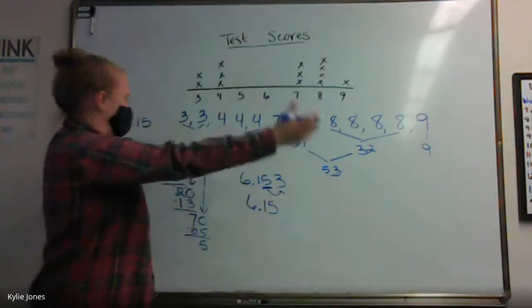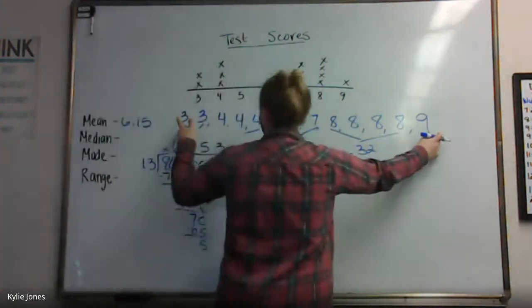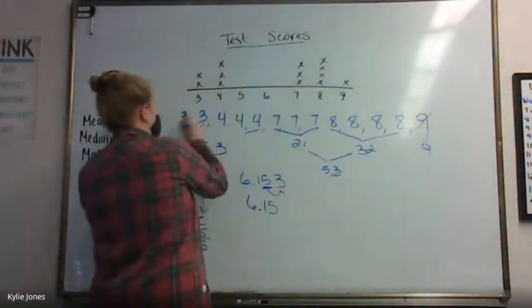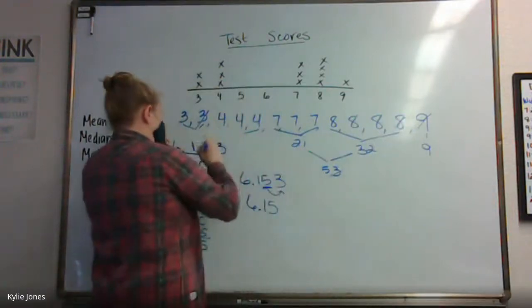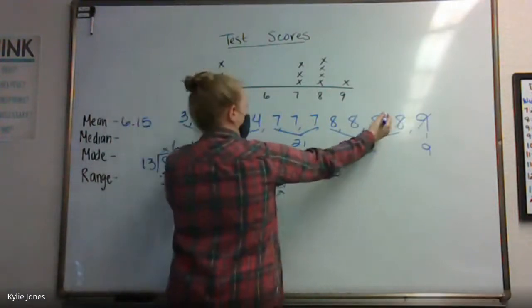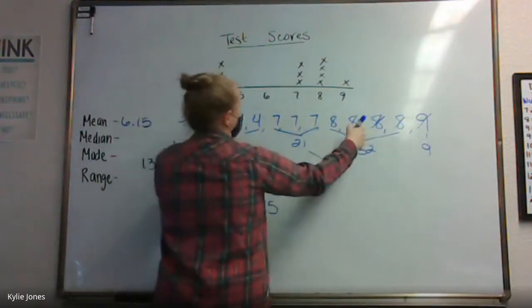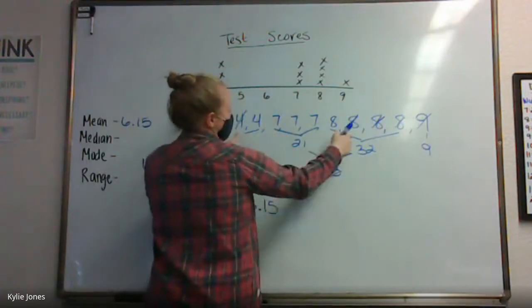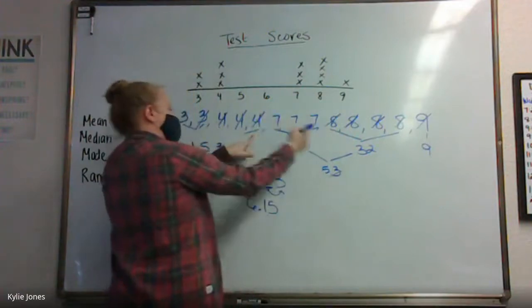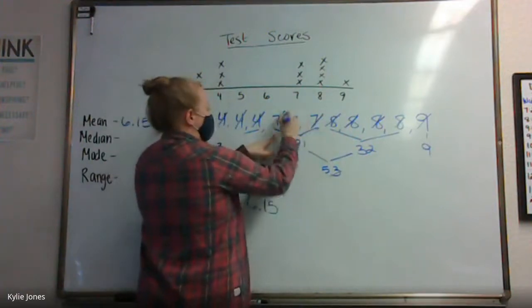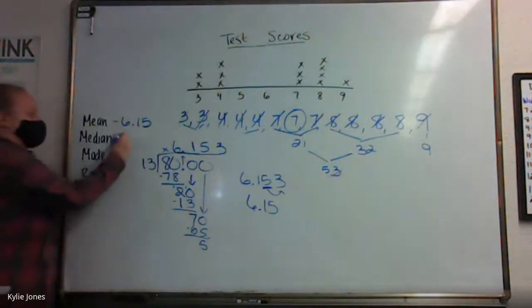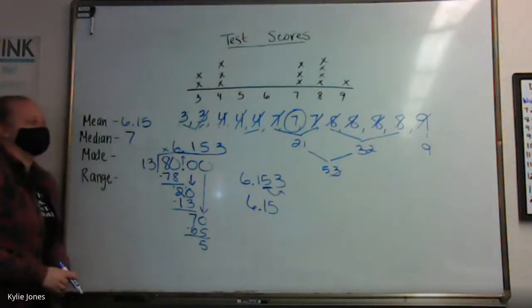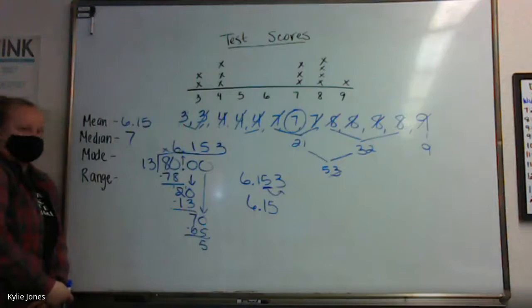Find the middle. We have to start on the outside and cross them off on the way in. So our 9 and our 3 will go away. Take another step in and our 8 and a 3. And then we have 8 and 4. Another step in is 8 and 4. Cross out the 7s. The last one in the middle is what? 7. The median is 7 on this one. Okay, finding the exact middle number.